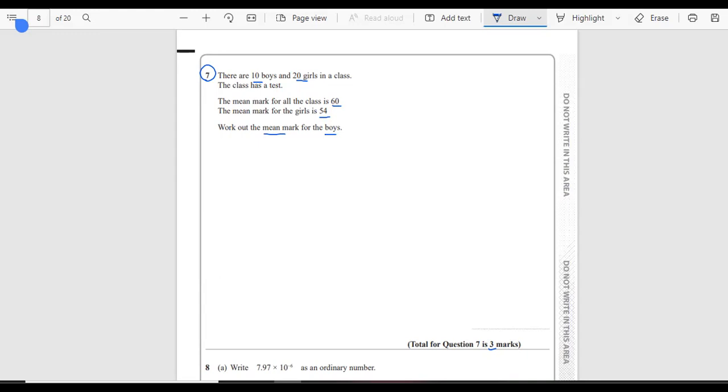We know that the total class strength is 30. We have 10 boys, we have 20 girls. So in total, we have 30 students. So if I talk about the class, it is going to be the sum of, let me write it down this way. For all students, 60, 1800. And what is this 1800? This 1800 is the total marks for both girls and boys, right?